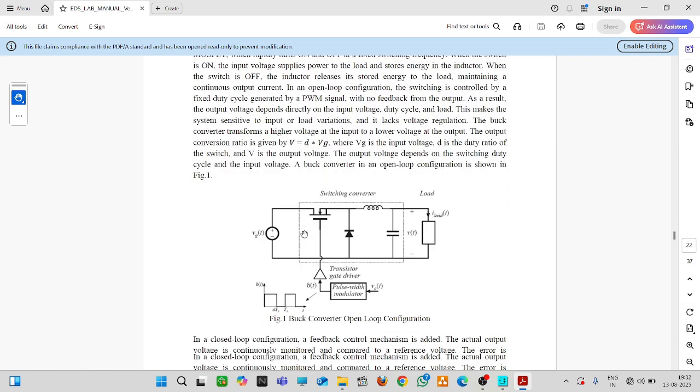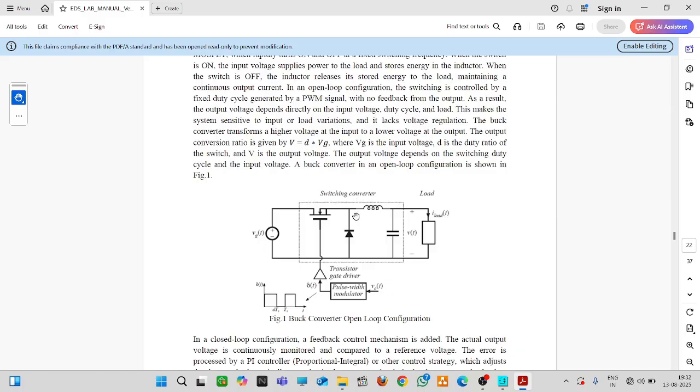Now you can see that there is a switch and a diode. So the power will always flow from source to the load. Now, if you replace this diode by a switch, then both the modes can be possible, that is the buck mode and the boost mode.